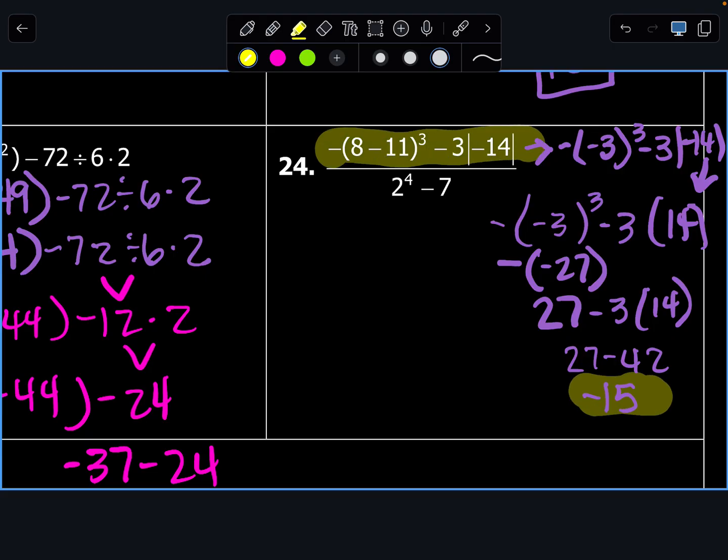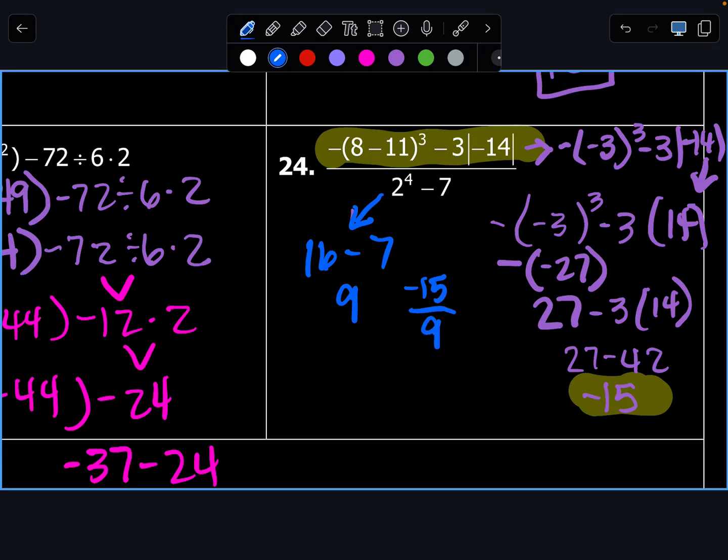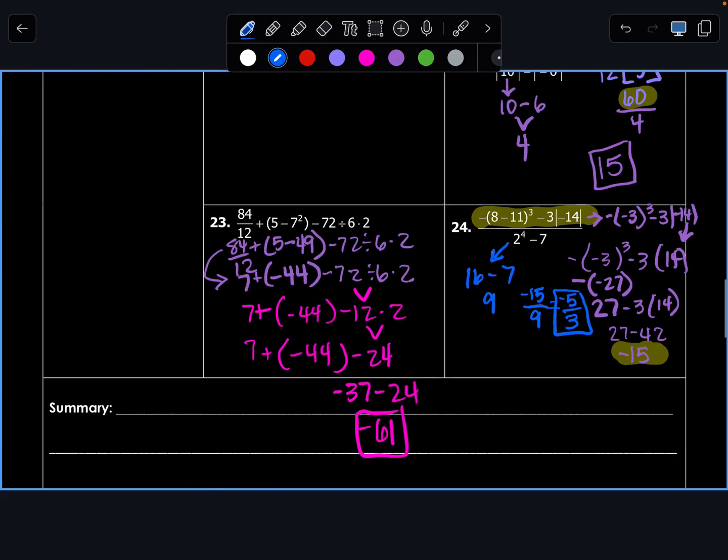All right, now let's take a look at the bottom. 2 to the 4th is? Nope. Isn't it? It's 16. It is 16. 2 times 2, 4 times 2 is 8. Okay, 16 minus 7 is? 9. So now we have negative 15 over 9. What does that simplify to? Negative 5 over 3. Because we divide the top by 3 and the bottom by 3. Any other problems?